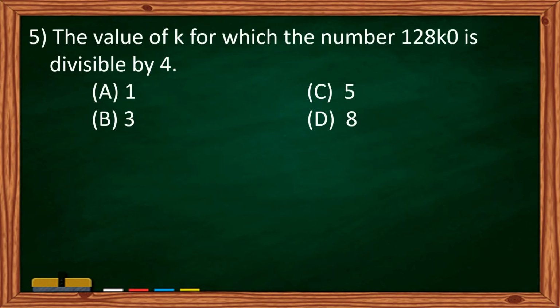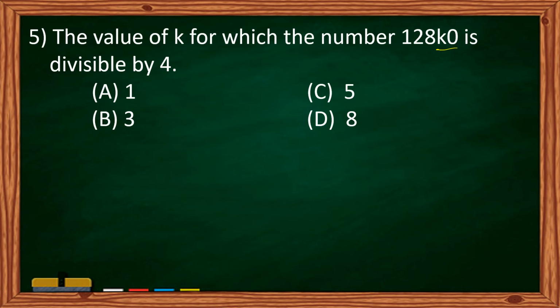Okay, so problem number 5 is about divisibility rule. The problem is the value of k for which the number 128k0 is divisible by 4. So in order for us to determine whether the number is divisible by 4, what we are going to do is just to check the last two digits. If the last two digits is divisible by 4, then the whole number is divisible by 4.